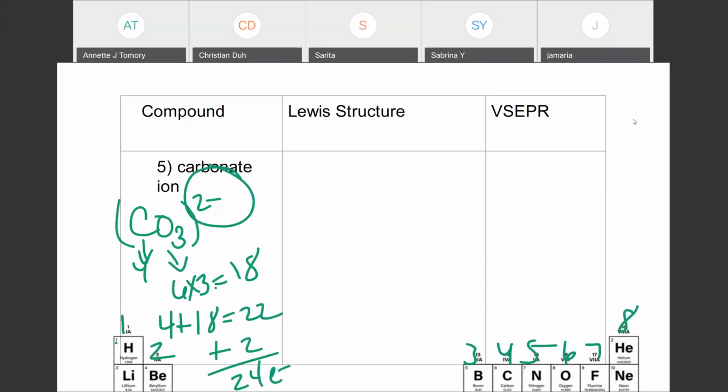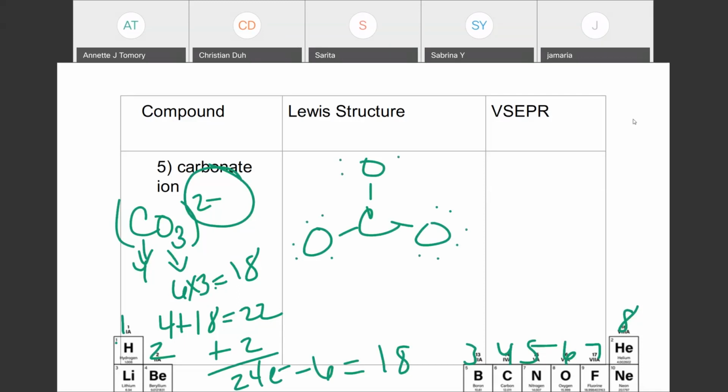All right. So which is going to go in the middle, the oxygen or the carbon? Carbon. Awesome. So I'm going to put oxygens all the way around it, and then I'm going to draw the bonds. How many electrons do I have there right now? 6. So 24 minus 6 is? 18. So we're going to put the 18 electrons. 1, 2, 3, 4, 5, 6, 7, 8, 9, 10, 11, 12, 13, 14, 15, 16, 17, 18. All right, so there's my 18 electrons.